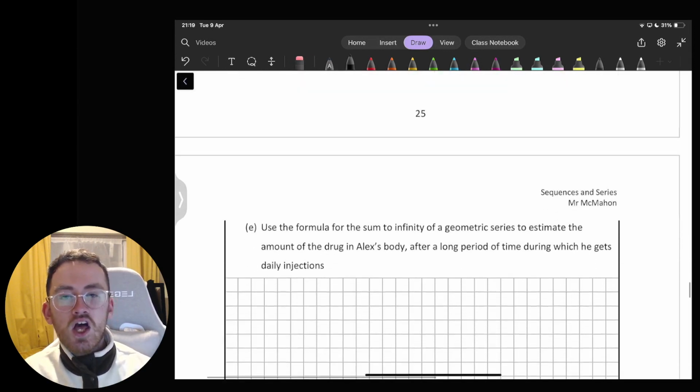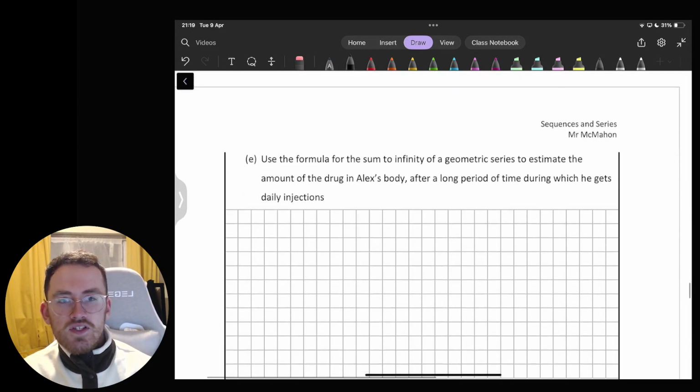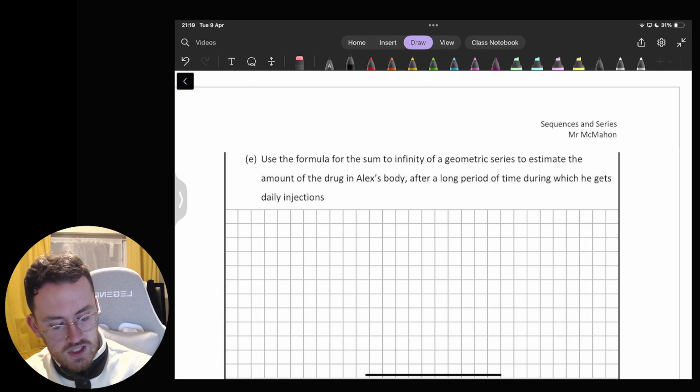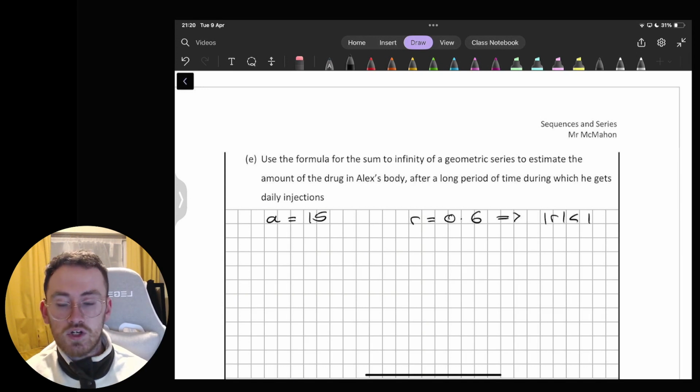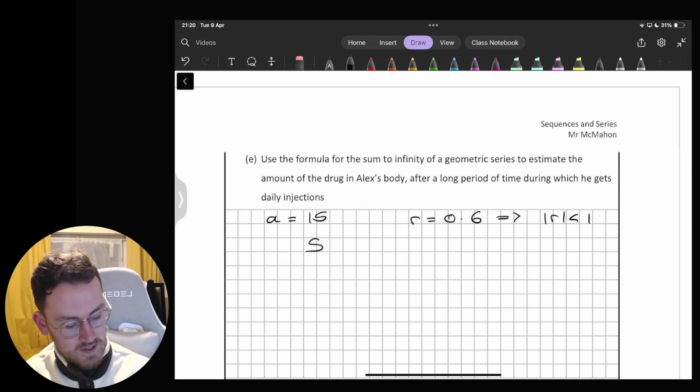So we're asked then to use the formula for the sum to infinity of a geometric series to estimate the amount of drug in Alex's body after a long period of time during which he gets daily injections. Following the same sequence, A is 15 and my ratio is still 0.6. Because the ratio has an absolute value less than 1, it will converge, so it will have a limit as we take the sum to infinity.